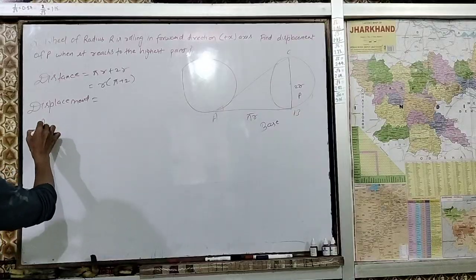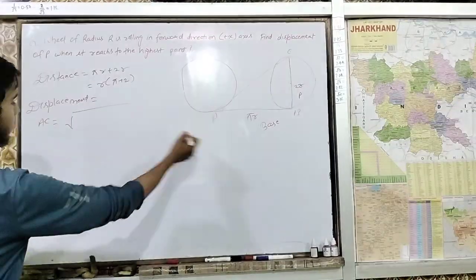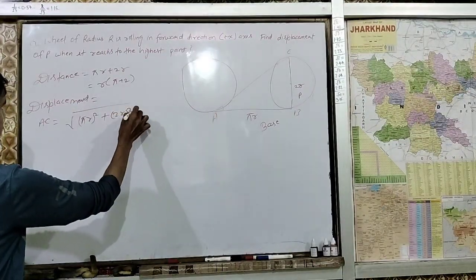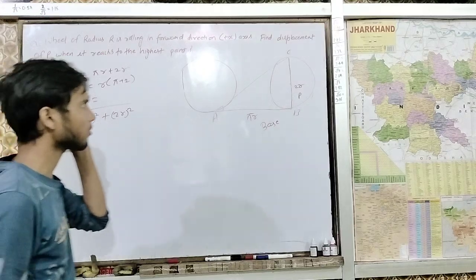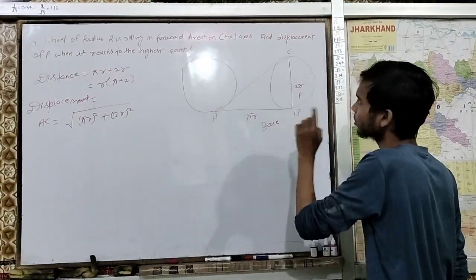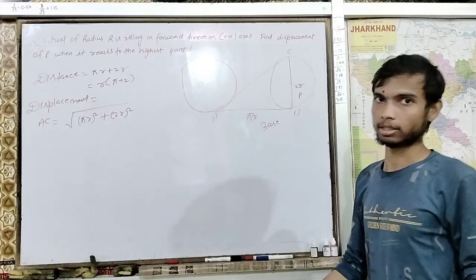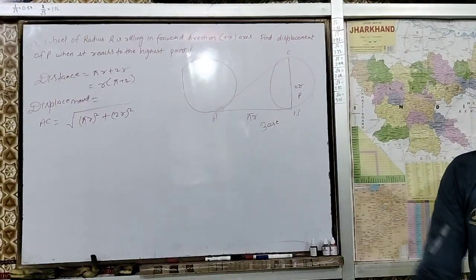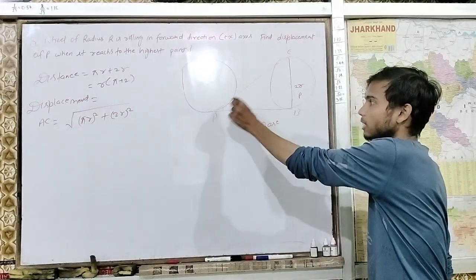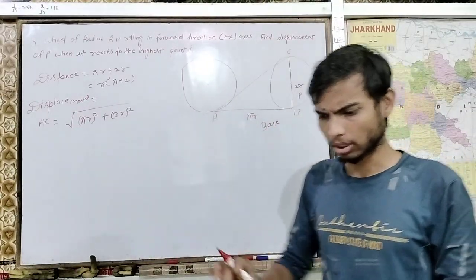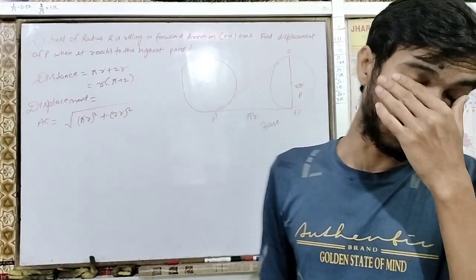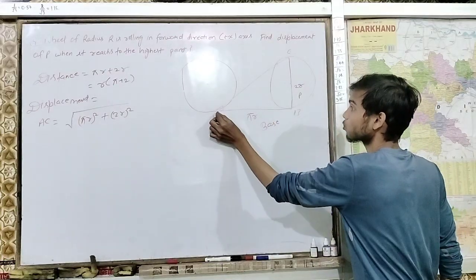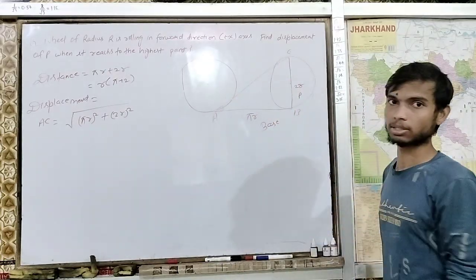So it's nothing but S is equal to the square root of (pi r) square plus (2r) square. Why are we taking this line from here till the highest point? This is the main question. What should be the reason behind this? The reason is that the question is asking for displacement. So from here till here, this is our displacement.